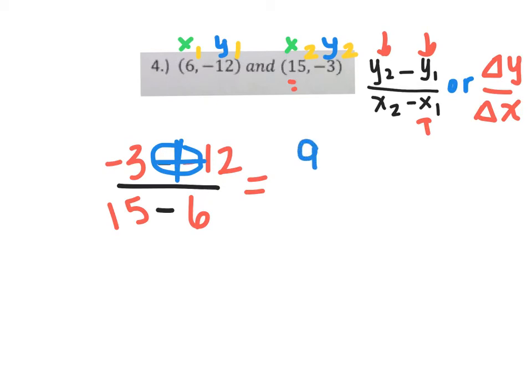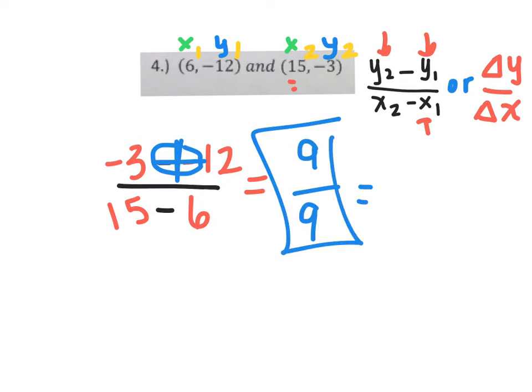Be careful with the integers. And you could double check that in your calculator. And then 15 take away 6 is also 9. So you could leave it like this, or you could simplify: 9 divided by 9 is 1.